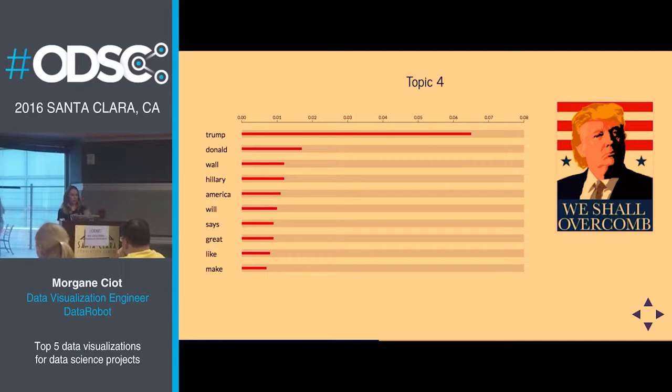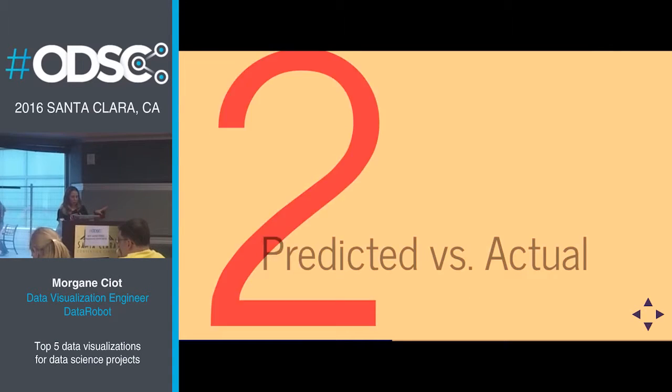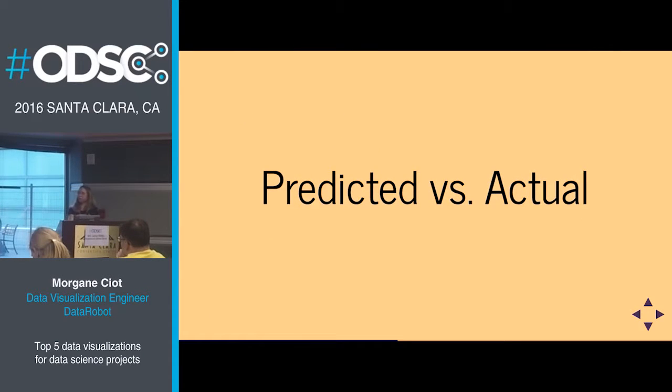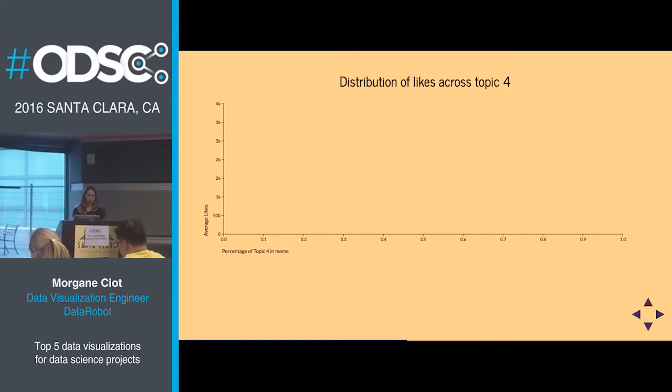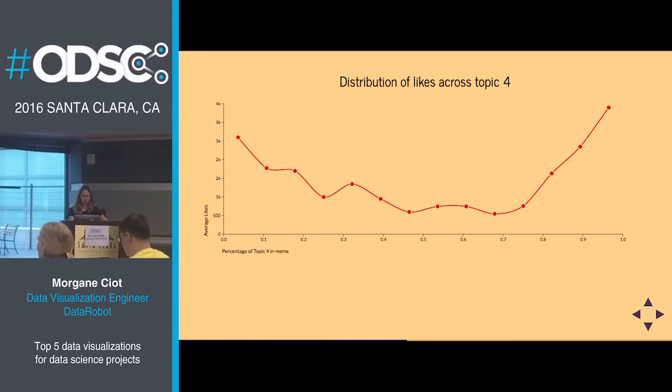So keeping that in mind, let's look at another visualization, a predicted versus actual chart. So let's say that we've built some models, we've trained them, we're validating them on a held out set of our data, and we're going to see how that model performs across a certain variable, across a certain feature that went into building our model. So this is the distribution of topic 4, so the topic that represents Trump's political platform.